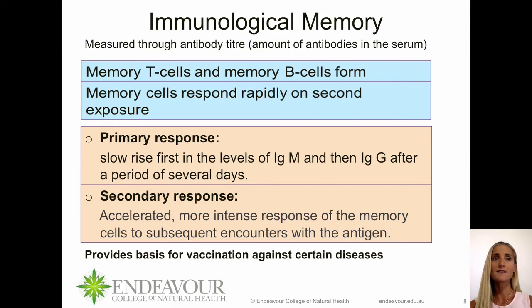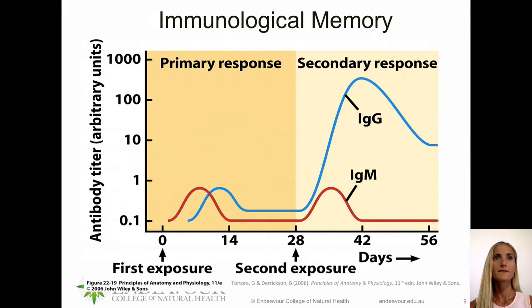So this provides the basis for vaccination against certain diseases. And let's move on to that little slide. The graph, here we go. So this is your IgM response, and see how this is the primary IgM response and the primary IgG response. See how it's just a couple of days afterwards. And they come up to this lower level and then they drop back down.